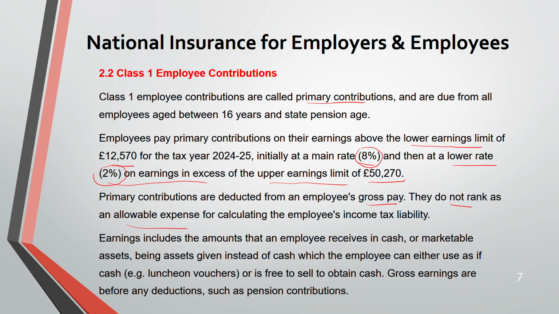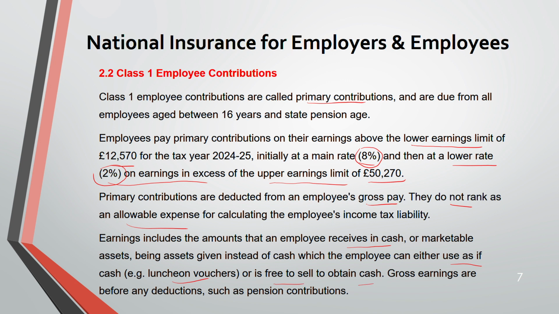Anything that an employer gives in cash, or marketable assets, counts as earnings. That means you are being given an asset instead of cash, which the employee can either use as if it's cash, let's say a lunch voucher, or is free to sell to obtain cash. Even these are taken as your earnings.